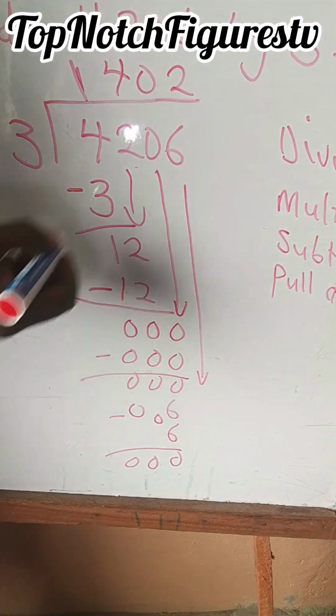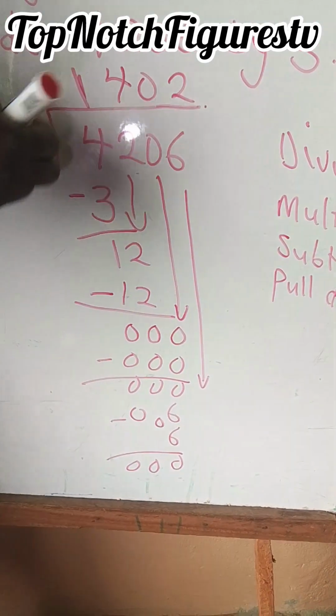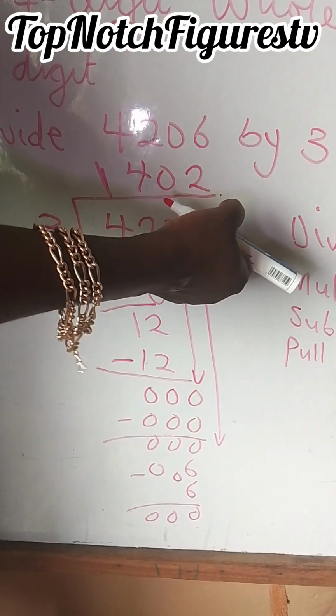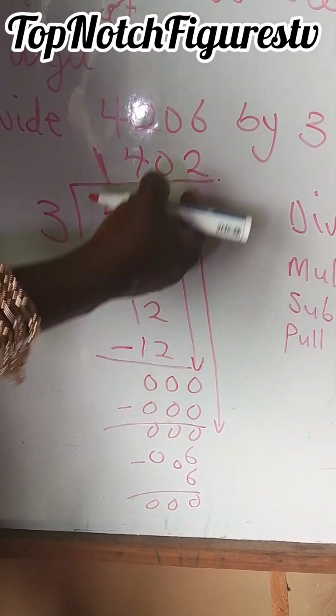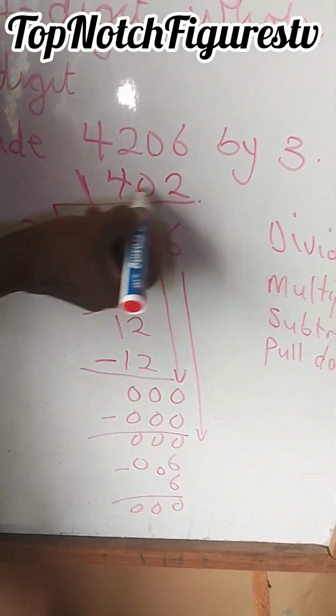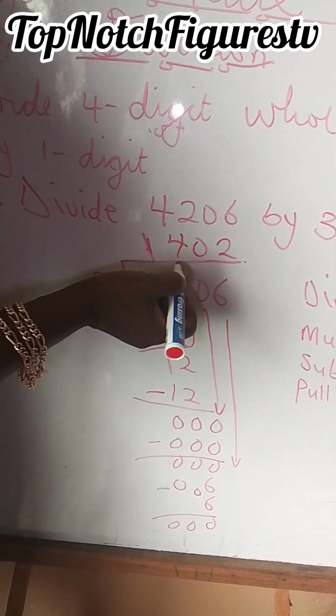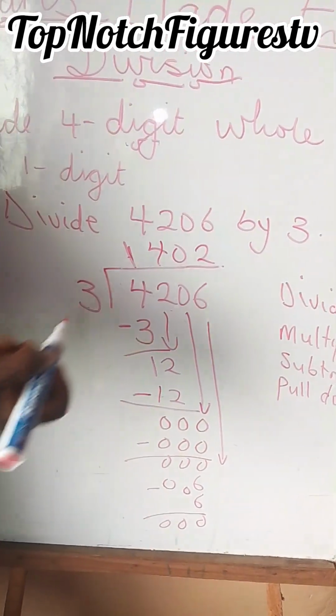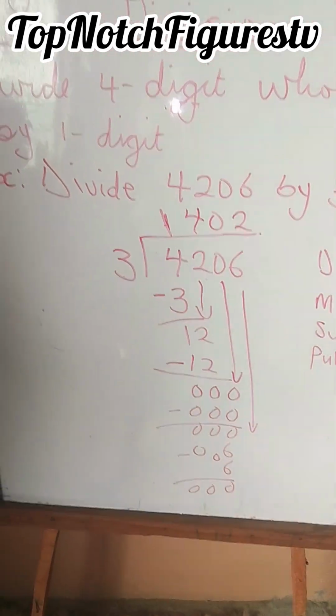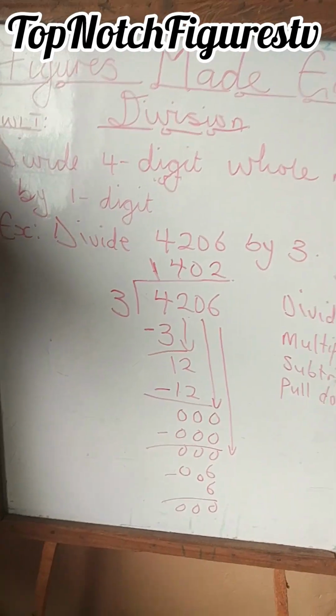So what is our answer? Our quotient is what? 1402. Since we don't have any number to pull down again, that's our final answer. Do we understand? Okay, now let's see another example.